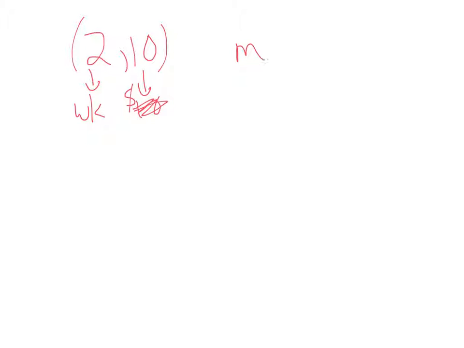So I know that (2, 10) is on the line, which is 2 weeks, and after 2 weeks we had $10. There's another point too that I've got, but I'm not going to worry about it. I'm just going to focus on that. And I know the slope is 3 over 2.